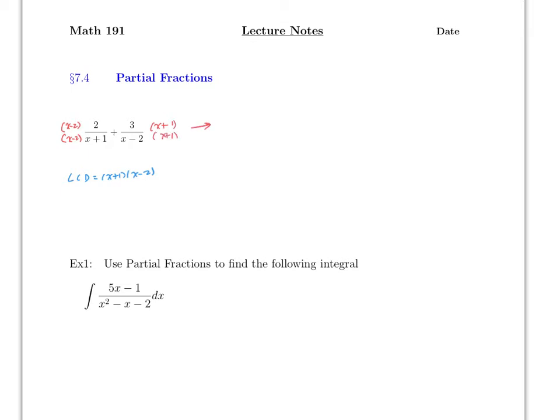And then from here, you will end up with 2 times x minus 2 plus 3 times x plus 1, divided by the LCD, which is x plus 1 times x minus 2. Then you simplify and you end up with 5x minus 1 over x squared minus x minus 2. Okay? Now that's adding fractions, that's not partial fractions. Partial fractions is you have this, where did this come from? So you had to go backwards and you will end up with this.